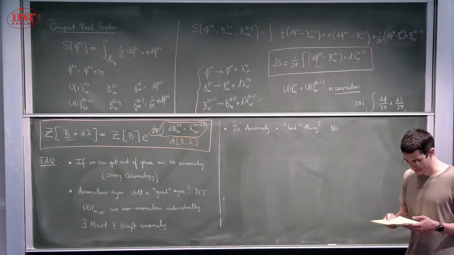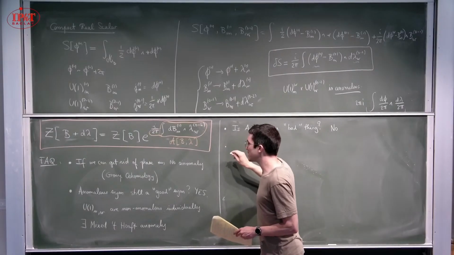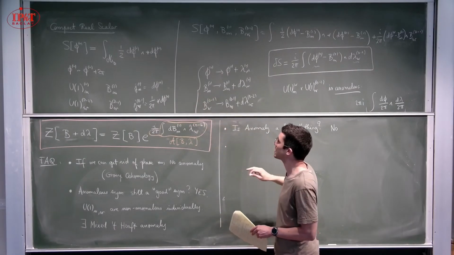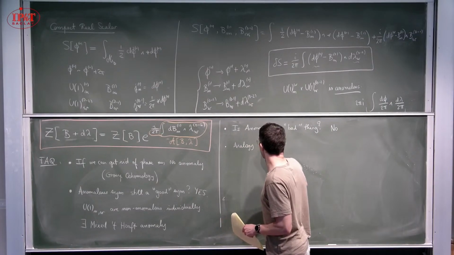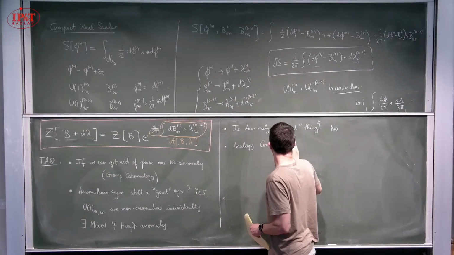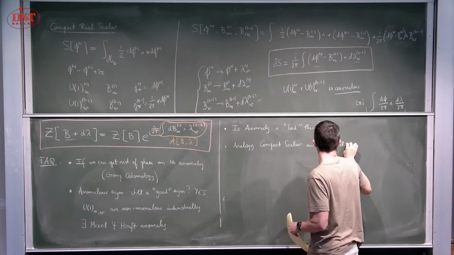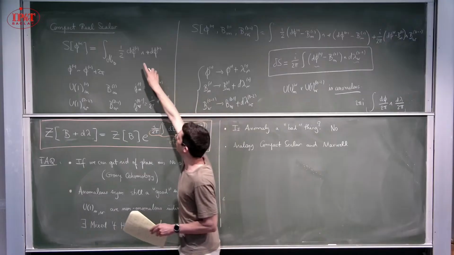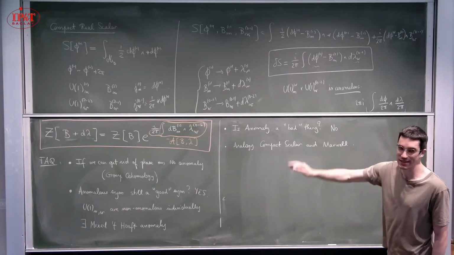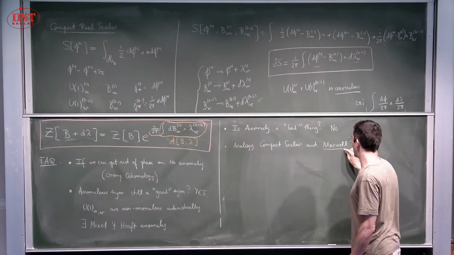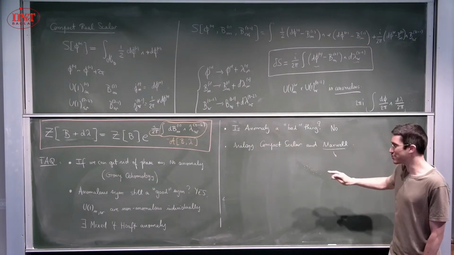Okay. Next comment. I'm doing things here with the compact scalar. There is an analogy between compact scalar and Maxwell. It's exactly the same. You replace all the zeros by ones and you get Maxwell. And so everything I said also holds for Maxwell. So that's not really a question, but the question could be, does the same hold for Maxwell? And the answer is yes.